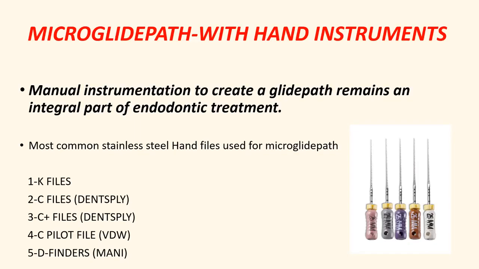Now first we will discuss the micro glide path, which is done with the hand instruments. Manual instrumentation to create a glide path remains an integral part of endodontic treatment. These are the common stainless steel hand files used for the micro glide path: K file, C plus file, C pilot file, and D finders.